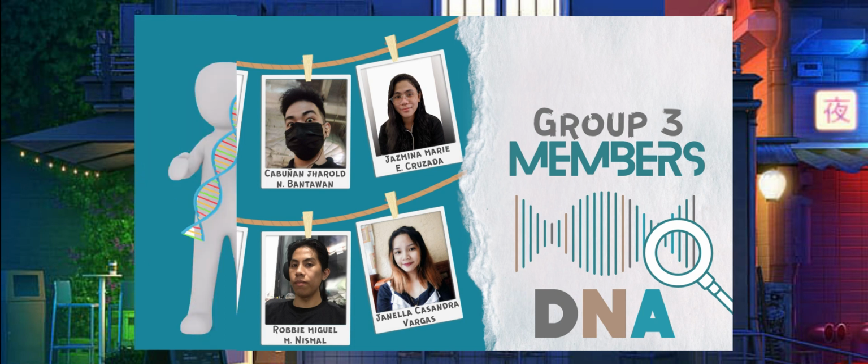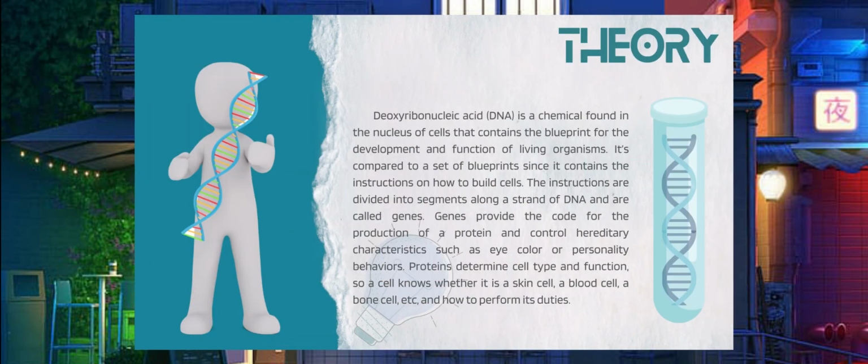Okay, so let's talk about the theory. But first, let us define what DNA is. Deoxyribonucleic acid is a chemical found in the nucleus of the cells that contains the blueprint for development and functioning of living organisms. It is compared to a set of blueprints, since it contains instructions on how to build cells. The instructions are divided into segments along a strand of DNA and are called genes. Genes provide the code for the production of a protein and control hereditary characteristics such as eye color or personality behaviors. Proteins determine cell type and function, so a cell knows whether it is a skin cell, a blood cell, a bone cell, etc., and how to perform its duties.